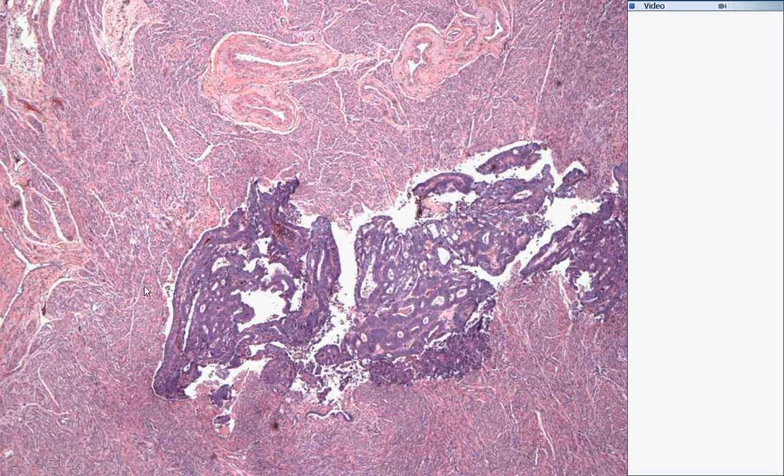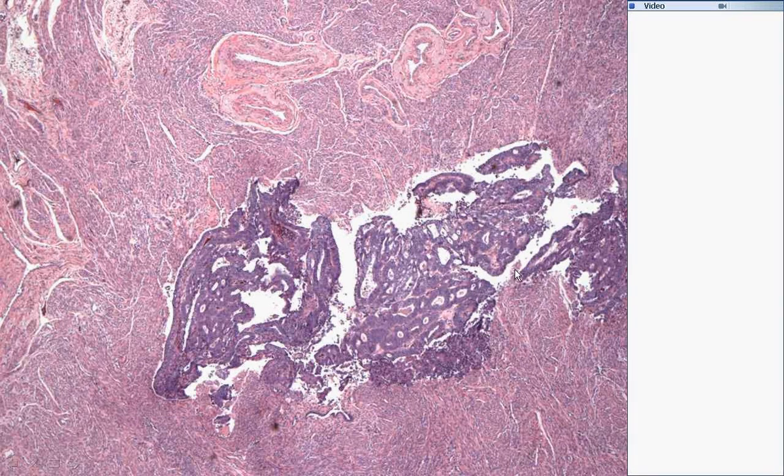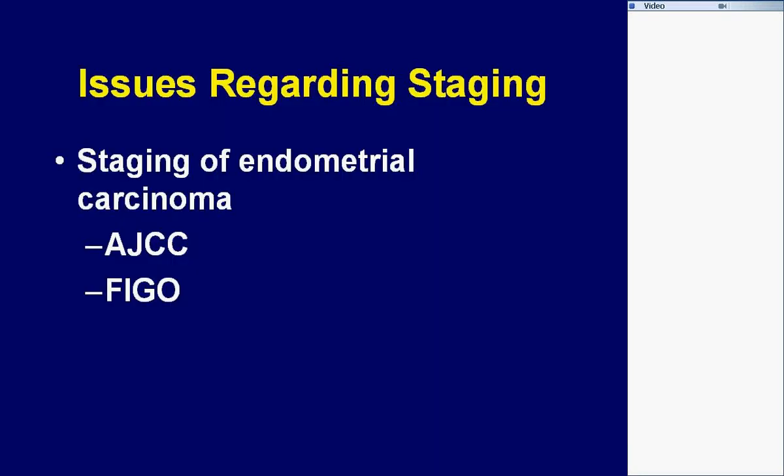Here is another case, which frankly is quite difficult, but really, I'm only showing you a couple of photochromes, but when you look at the entire case, this is actually just tumor sitting in the middle of nowhere, and this is really not invasion or lymphovascular invasion.